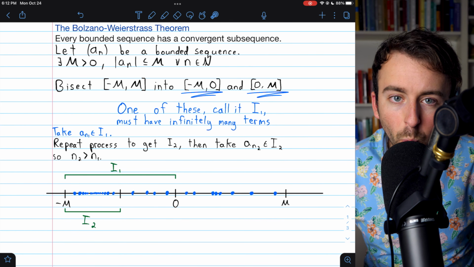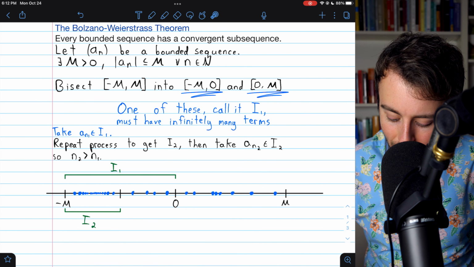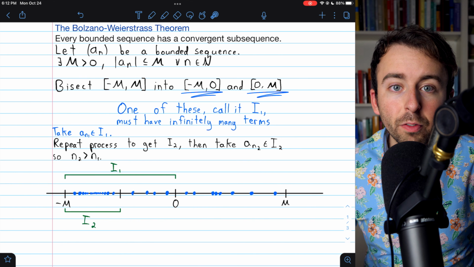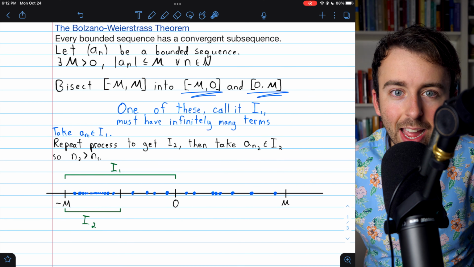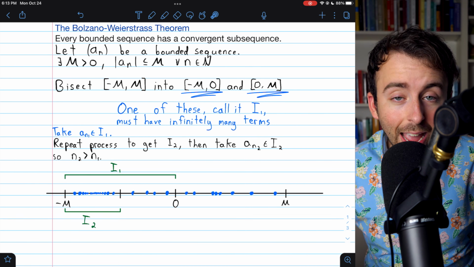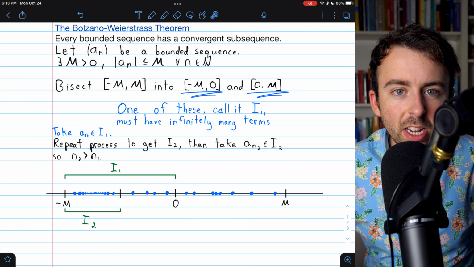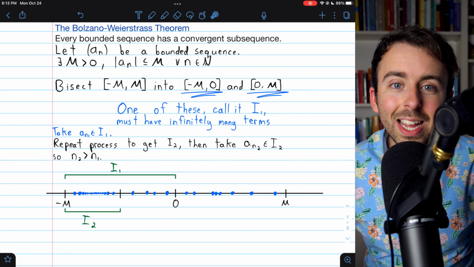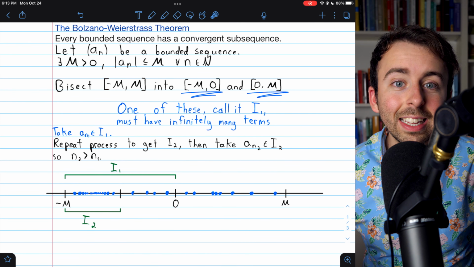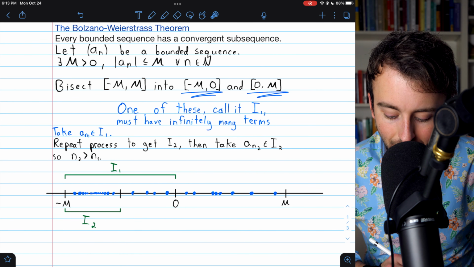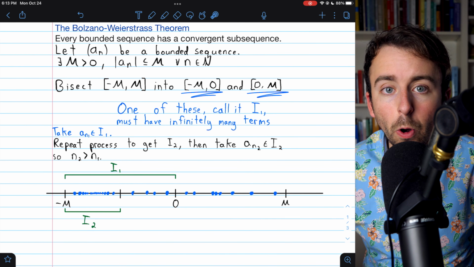So perhaps AN1 was A3, for example. Maybe it was the third term of the original sequence. Then we want to make sure that we're picking something from I2 that is after the third term of our original sequence, something like A10 or A20. Certainly we can find such a term because I2 has infinitely many terms of our sequence. So for sure we'll be able to find some term that comes after the first term of our subsequence, something that comes after that in the original sequence, so that N2 is greater than N1. We're going to call that term AN2. That will be the second term of our subsequence.